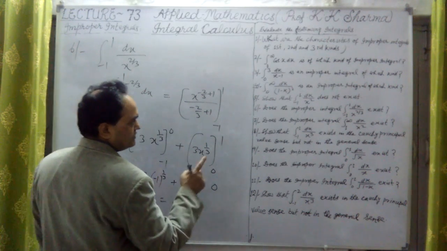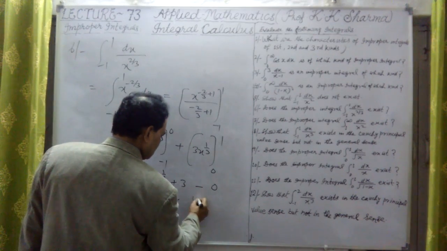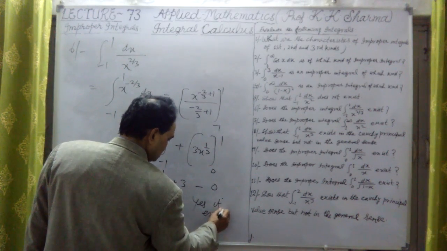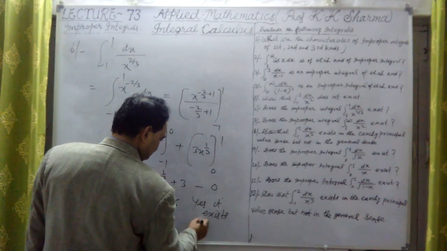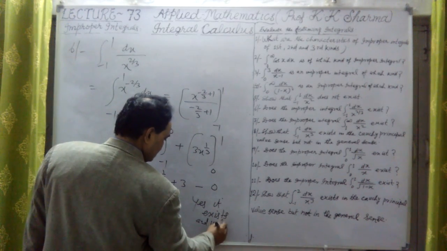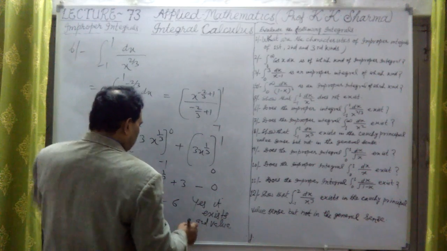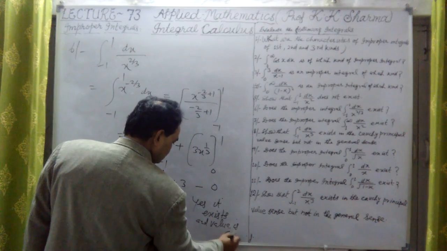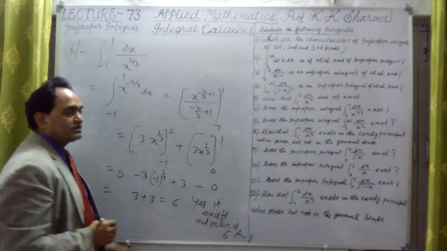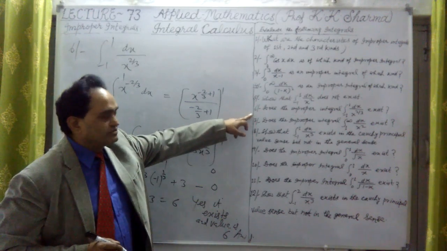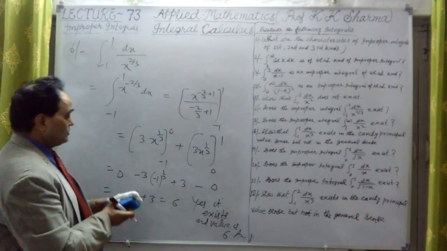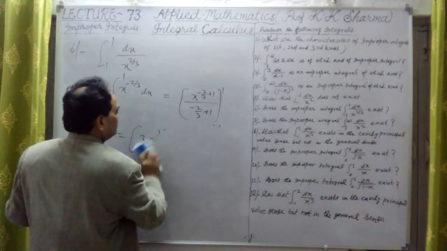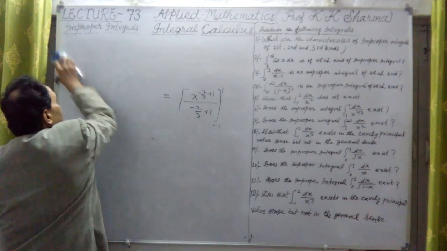So does the improper integral exist? Yes, it exists. It exists, and the value of this improper integral is 6. So this is the answer here. Yes, it exists. Question number 6 exists, because its value comes out to be 6. It's a positive value. It is existing. So this improper integral exists.